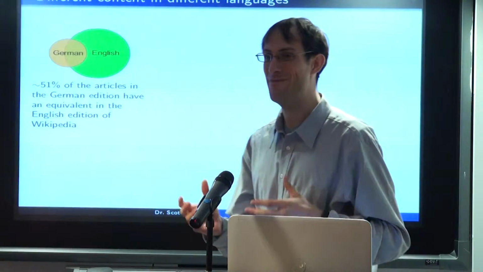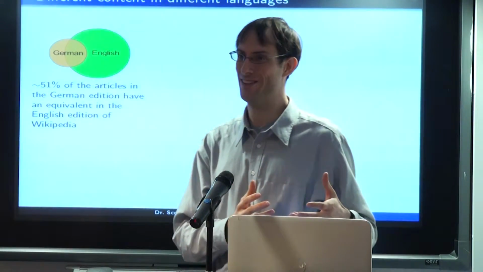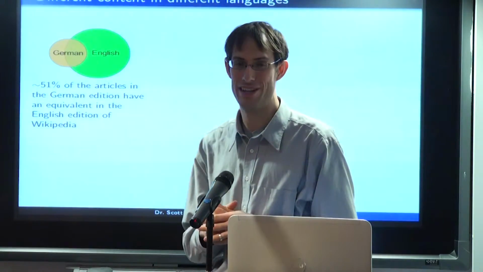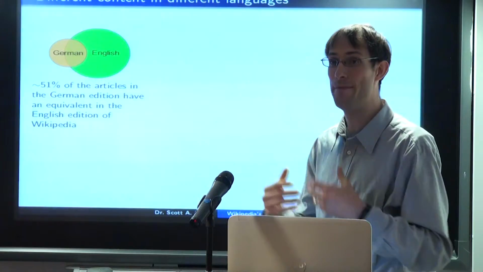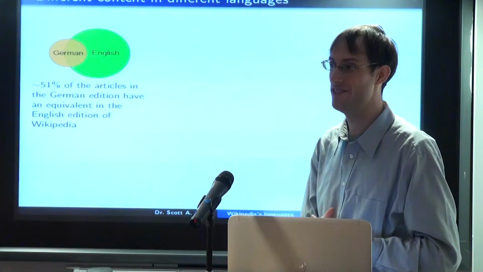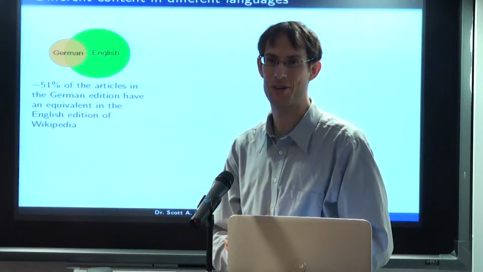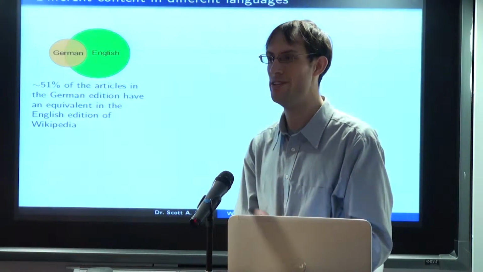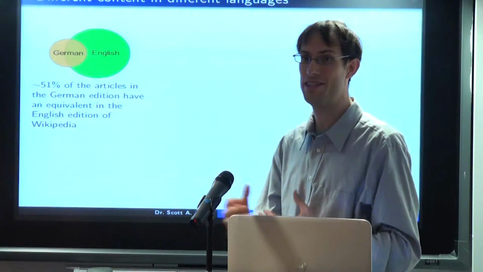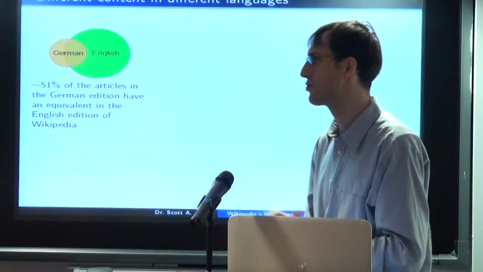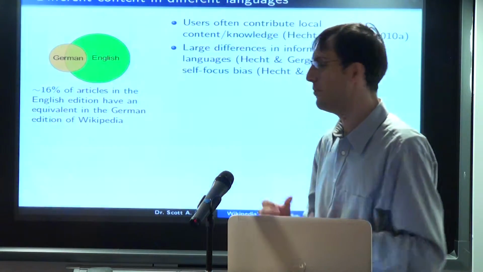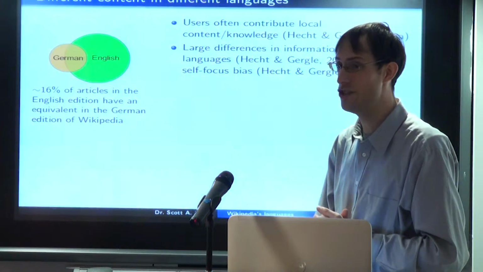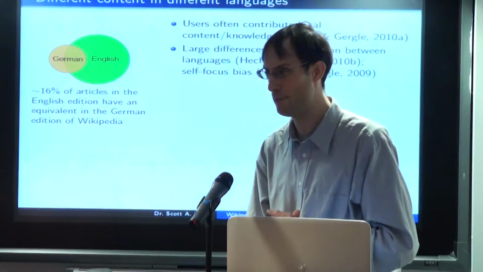In fact, only about half of the articles that are in the German edition of Wikipedia have an equivalent in the English edition. And the same applies to most other language editions. So about 40% of the articles in the Japanese edition have an equivalent in the English edition, for instance. And of course, given the size differences, the reverse is even stronger. So only 16% of the articles in English are covered in the German edition, as an example.